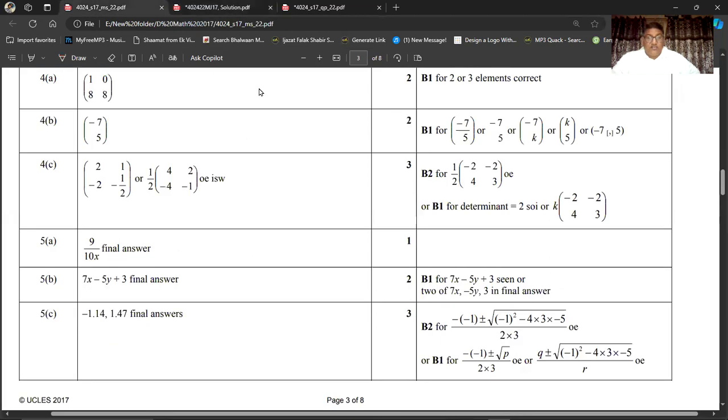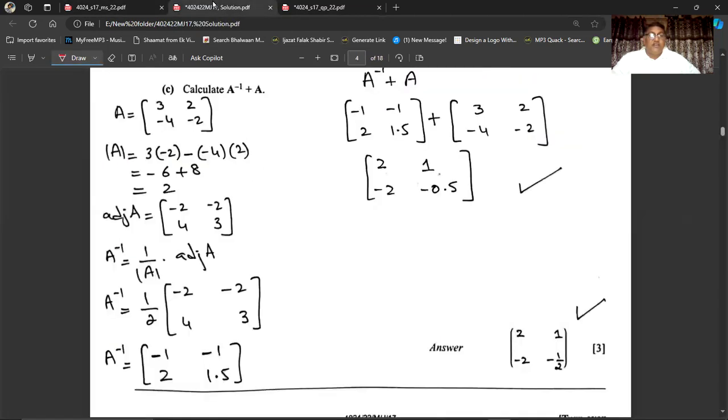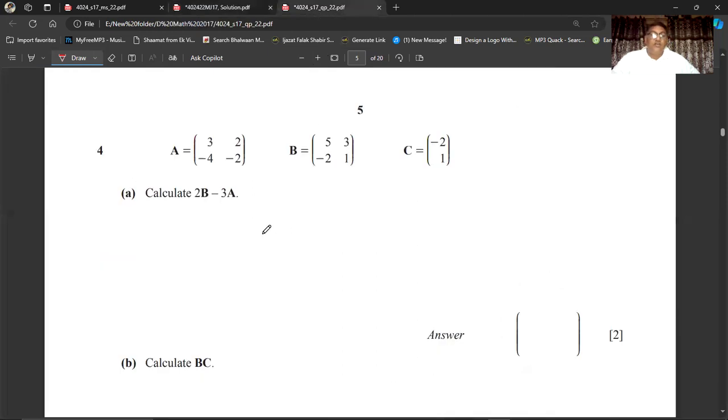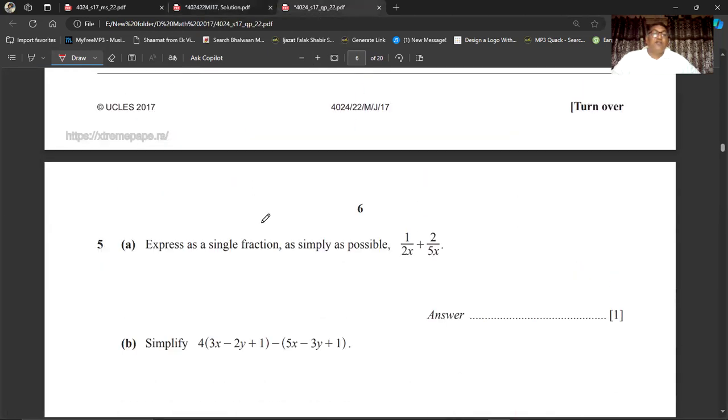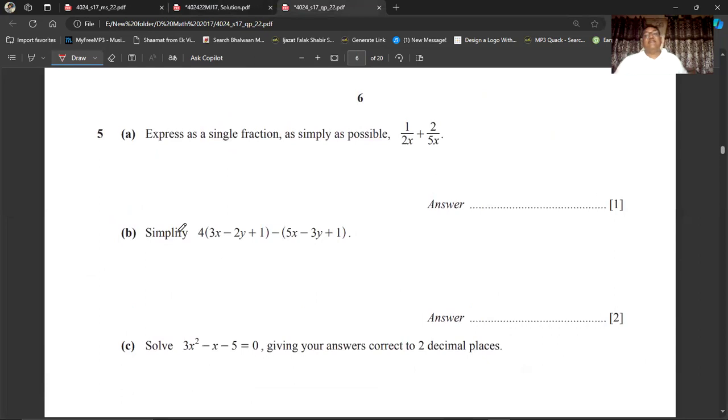So let's look at the answer. 2, 1, minus 2, and minus 1 by 2. So our answers are right, sir. If you want more time with this question, you can pause the video. So we are done with the C part of the question number 4, and the question 4 is finished.